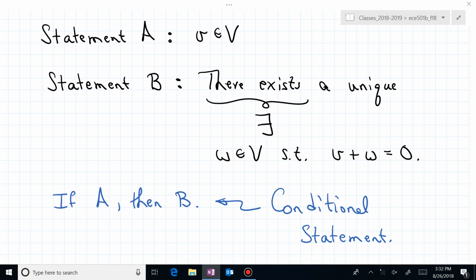Our conditional statement then is: if there exists a V in our vector space, then there exists a unique additive inverse W such that V plus W equals 0. And that W again is unique.